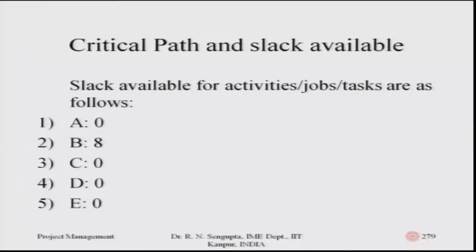So, once you use the concept of forward pass, backward pass concepts, and you find out the total slack, the free slack. So, at last we have, as per the problem, the slacks available for the activities, job, task are as follows. A does not have any. So, obviously, it means 0, it has to be on the critical path. B has 8, C, D, E, all of them have 0.